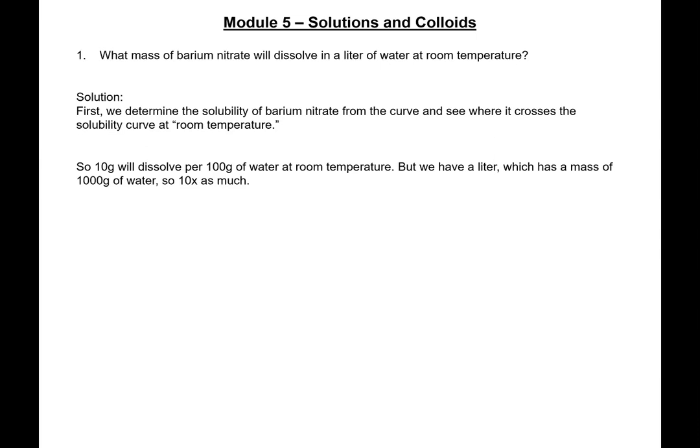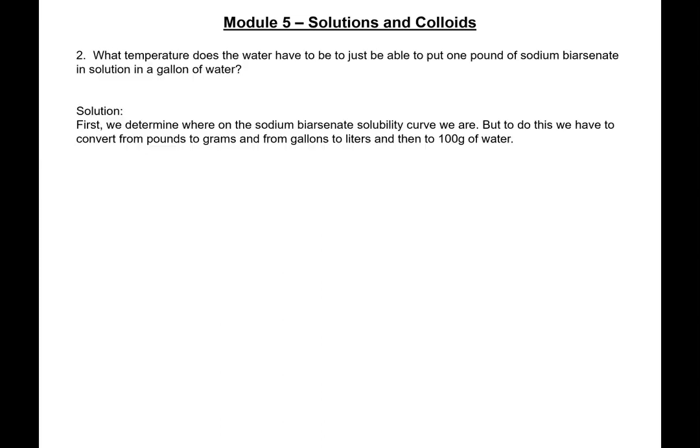All right, so 10 grams dissolves per 100 grams of water at room temperature, but we have a liter of water. And a liter of water has a mass of 1,000 grams. We know this because the density of water is 1, or 1 gram per cubic centimeter. So 1 liter is 1,000 grams. So we have 10 times as much water in our sample problem as we do from looking at the curve. So we multiply our answer by 10 and we get 100 grams of barium nitrate. All right, problem number 2.